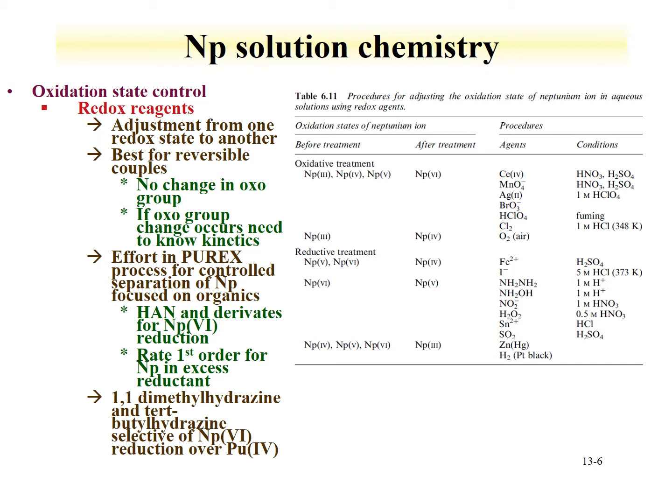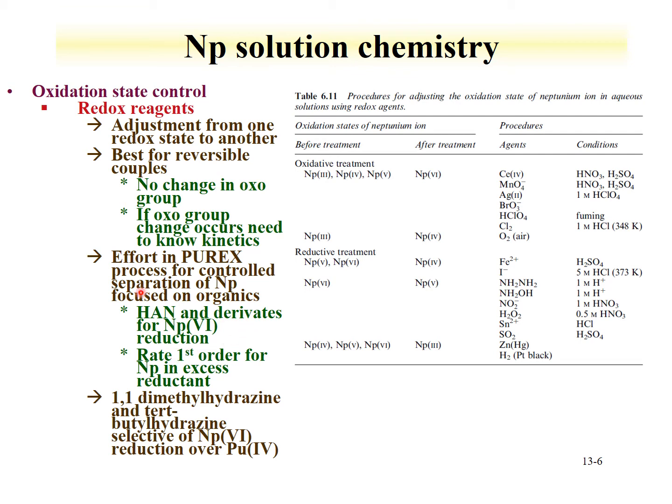This information is important particularly in separations, where in separation systems they may not want neptunium to extract. So neptunium-5 will not extract in a pure X environment with tributyl phosphate. However, if neptunium oxidizes to the 6 or reduces to the 4, it can extract.